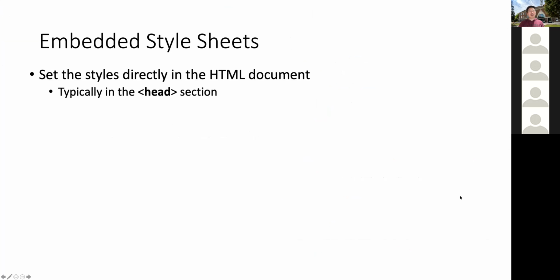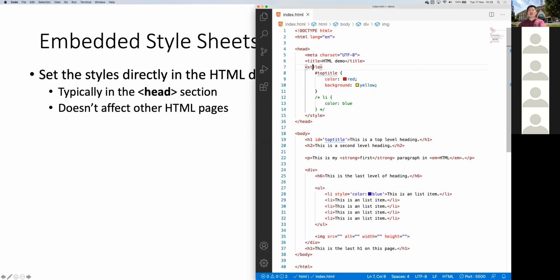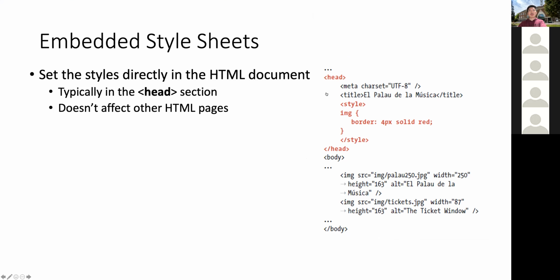Okay, so we already talked about this, which is embedded. The example would be to have a style tag inside the head section, and then you put the rules in between the style. So this is what we did in this example. We had the style tag, and we put some formatting rules in between. So that gives you the embedded way.